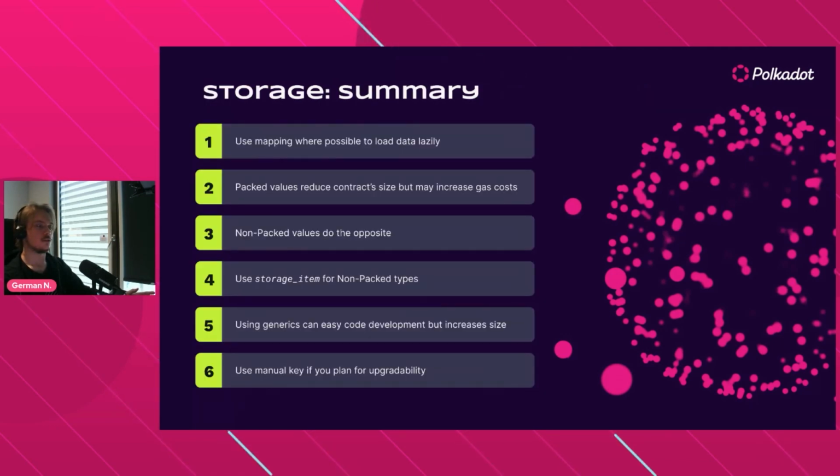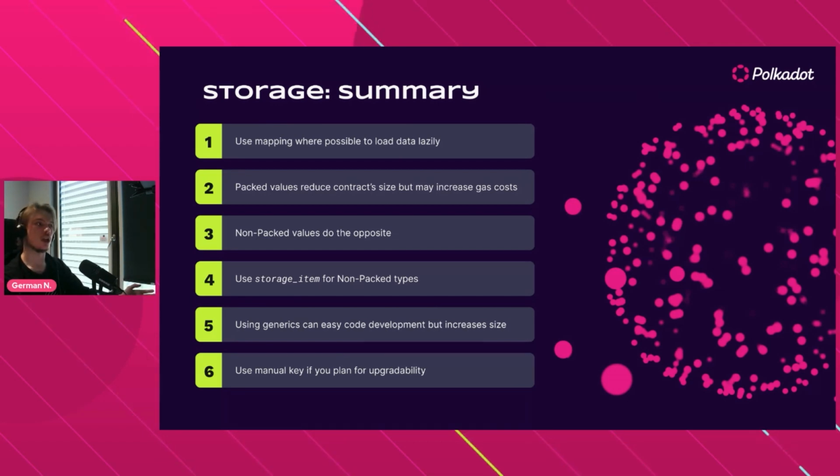And finally, I just want to give a summary of what I mentioned earlier. So number one, coming back to mappings, just use mapping wherever it's possible. It's an easy to use, memory efficient data structure that allows you to load data easily. Next point is pack types actually reduce the contract size, but they can potentially increase the gas cost. Imagine you have structs with lots of vectors or large data, and whenever you access one of the fields from the storage, it essentially loads all the elements from your storage.